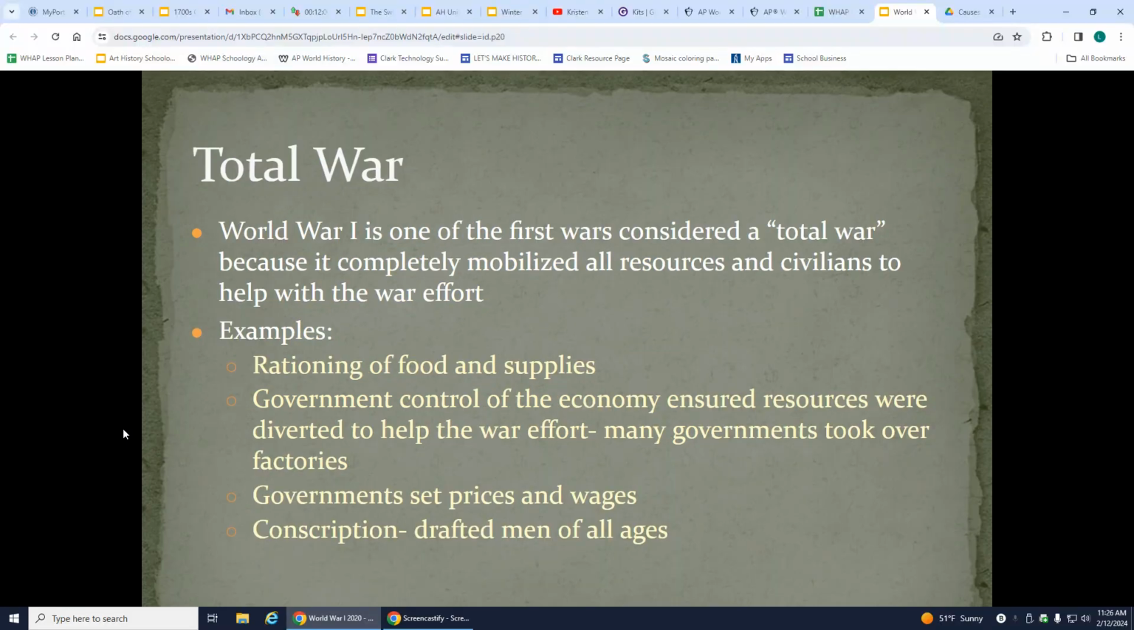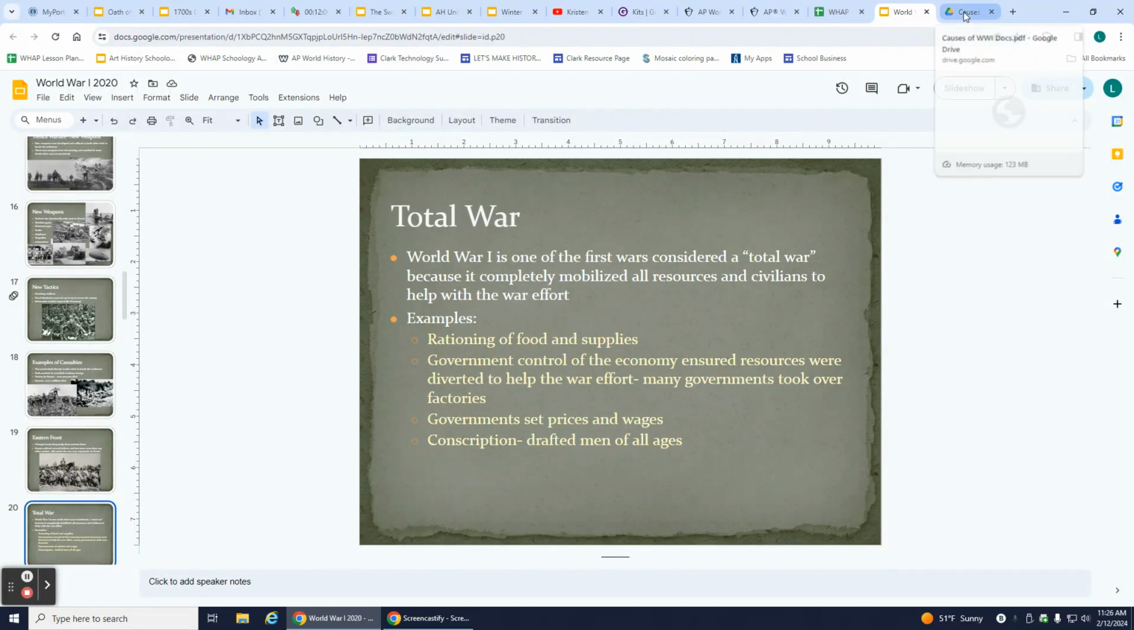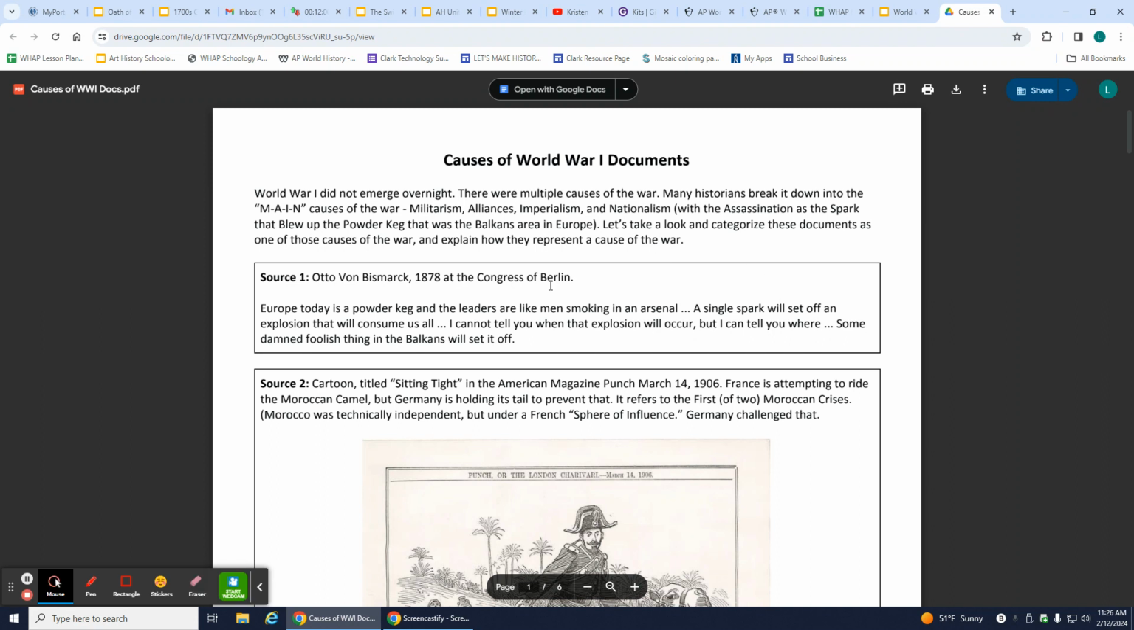Okay, we are going to go to the other handout you have, which is the Causes of World War I document chart, and I'm going to help you get started on that. So you're going to categorize each of the main documents as one of the causes of war, MAIN, and explain how it represents that cause. Okay, so MAIN is militarism, alliances, imperialism, and nationalism. And some of them can have more than one. You really just need to explain.